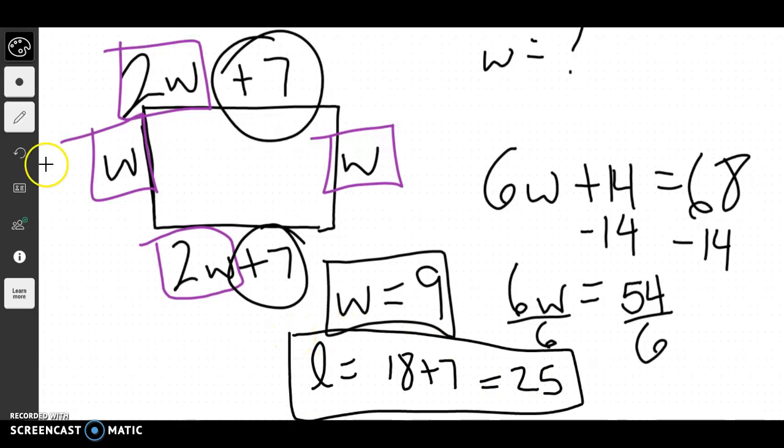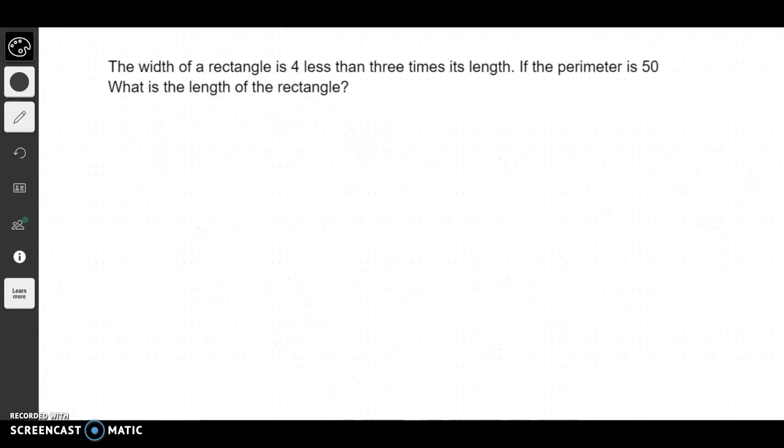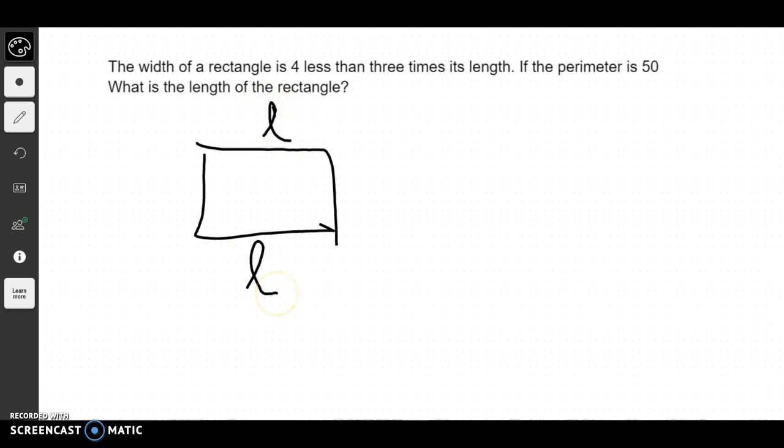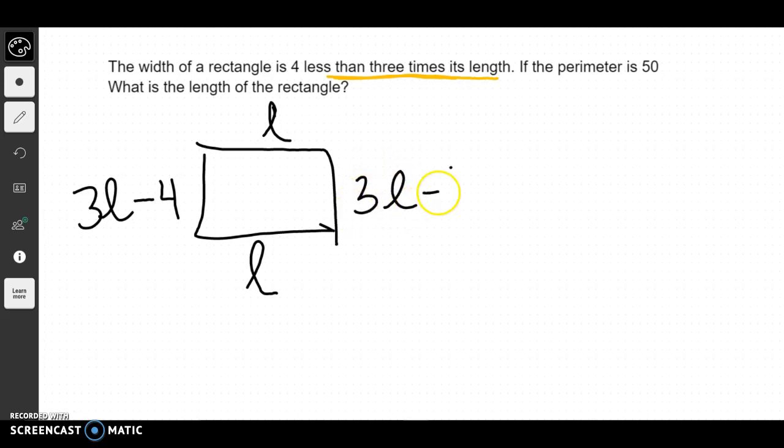Okay, let's do one more of these. Again on this problem we have a similar kind of start. The first thing I would do is draw my shape, which is a rectangle again. When I read through, this time it says the width of the rectangle is 4 less than 3 times its length. And then at the end it asks what its length is, so we don't know what its length is, so that's our L. And then our bottom would be an L also. Then we read this statement. Less means minus, so we'd have 3 times its length minus 4. And this side would be 3 times its length minus 4.